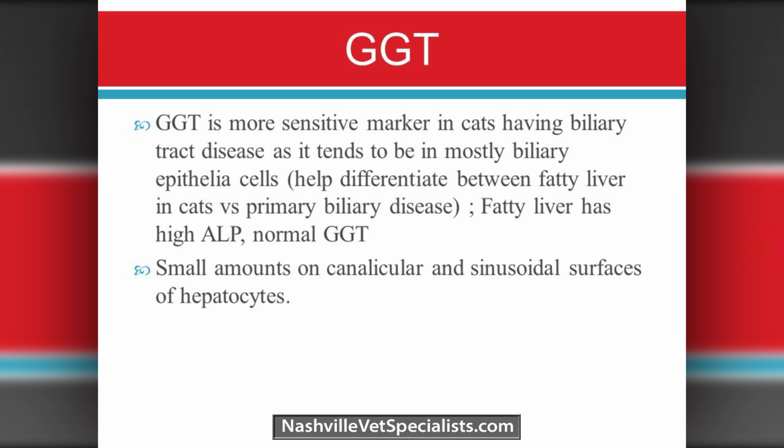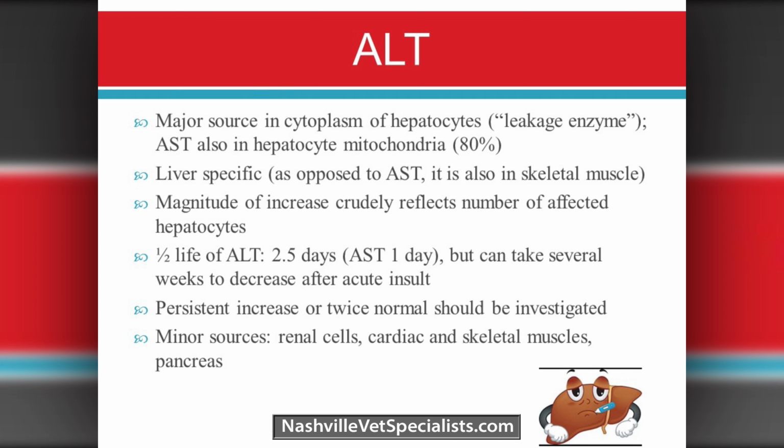And then the GGT, there are small amounts in the canalicular surface and the sinusoidal surfaces of the hepatocytes. ALT, I remember as a student, I think I've said this before in another lecture, I always had a hard time remembering which ones were cholestatic and which ones are leakage. I remember L means leakage, and the P looks like a gallbladder to me. And the G stands for gallbladder, so if you're having issues.